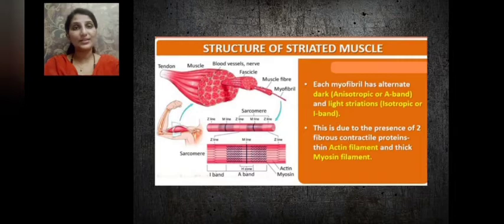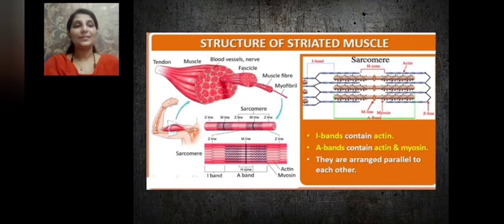Why are these striations present? Due to the presence of two fibrous contractile proteins, which are thin and thick. The thin contractile protein present in the muscle fiber is called the actin filament, and the thick contractile protein present in the muscle fiber is called the myosin filament. So there are alternate dark bands and light bands. The dark bands are called the A band, and the light striations are called the I band. And these striations are due to the presence of contractile proteins, namely actin and myosin.